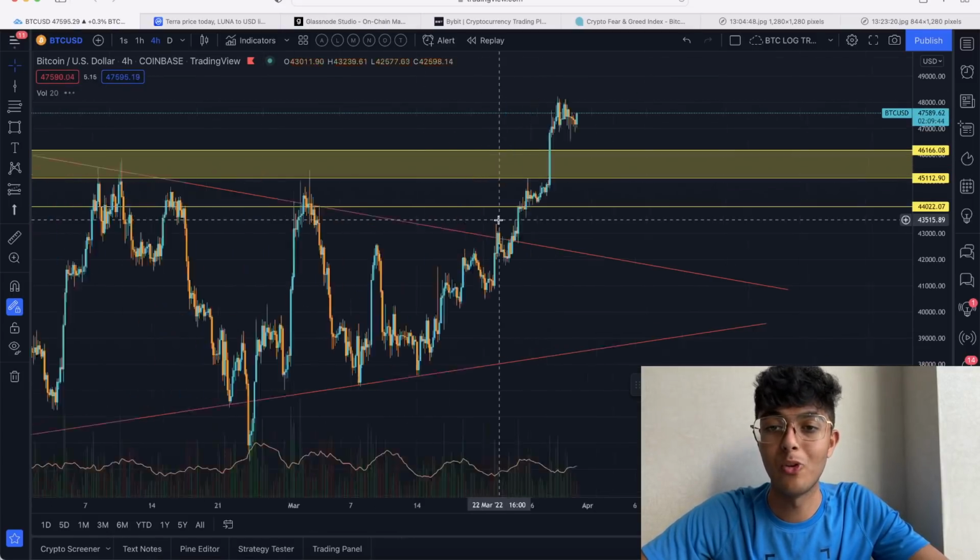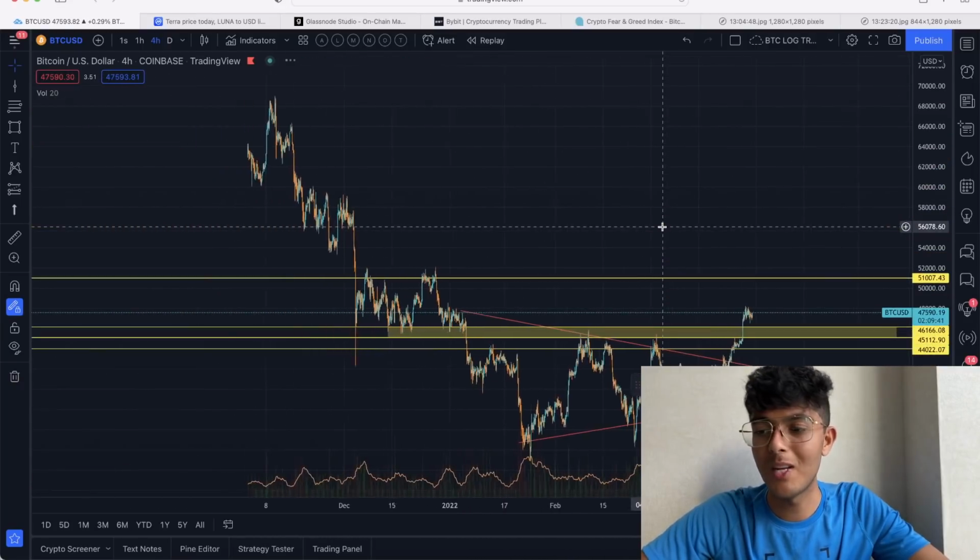The next thing that I want to talk about is where this thing could be headed. And that's all going to be down to the next areas of resistance.